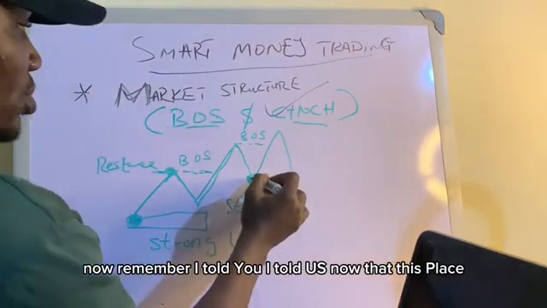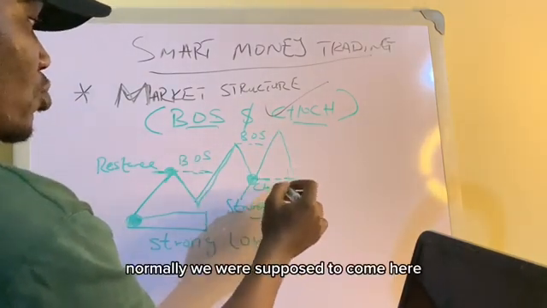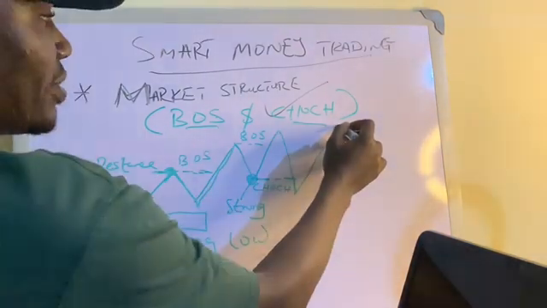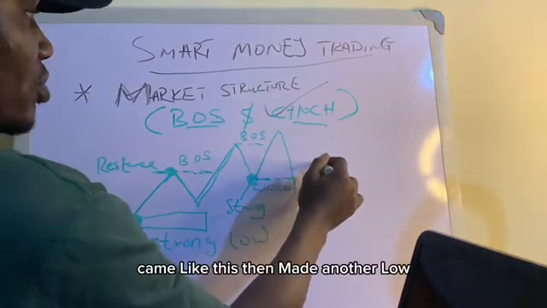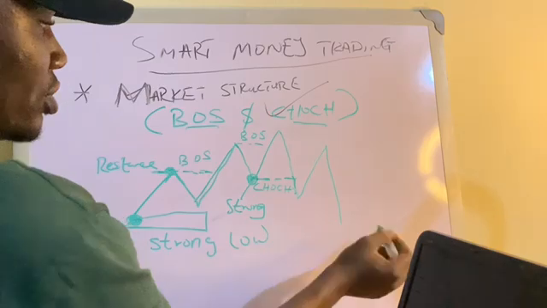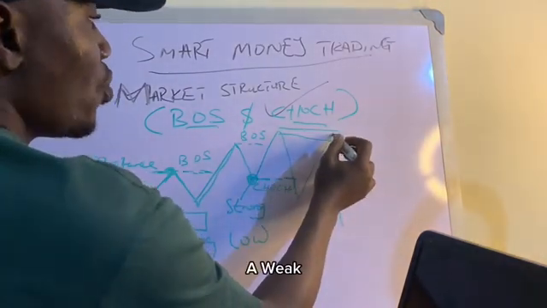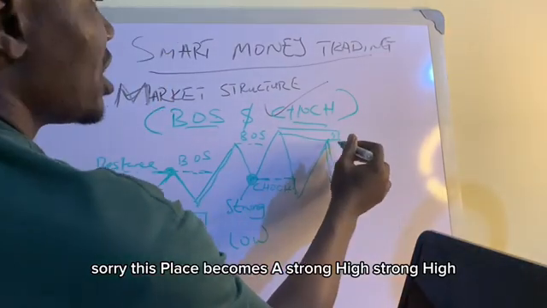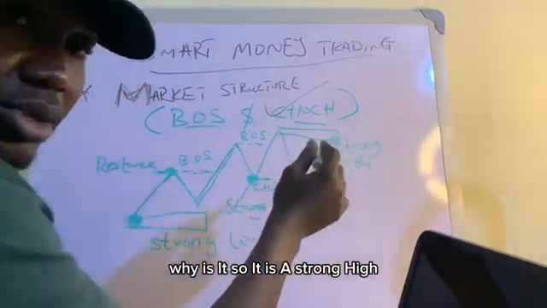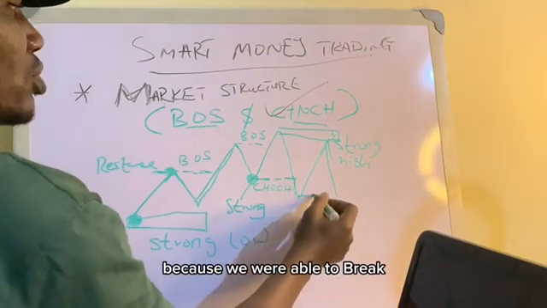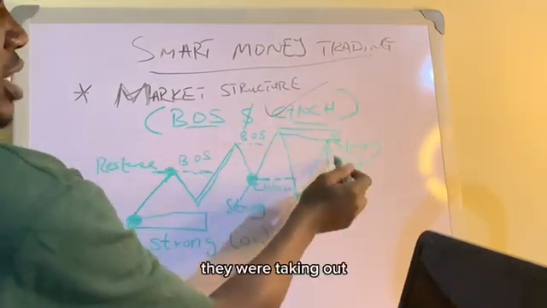Now remember, assuming we broke structure, normally we were supposed to come here and make another high, but instead of doing that, we broke down, came like this, then made another low. What does this tell you? This place becomes a strong high. Why is it so? It is a strong high because we were able to break these buyers that were trying to take it up.